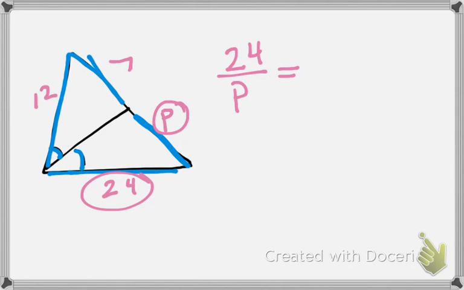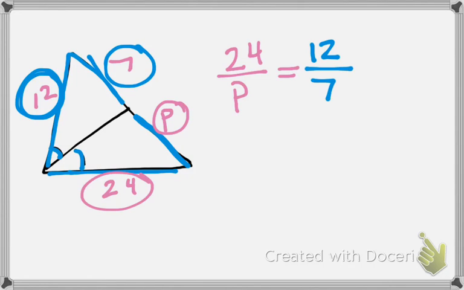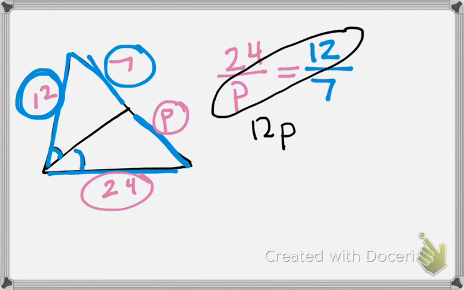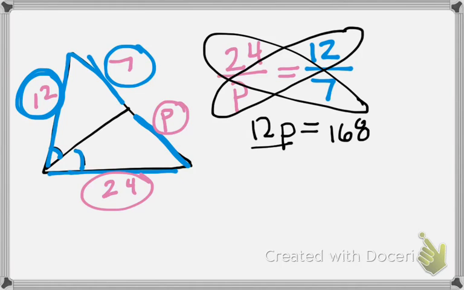Since I went with that option of going with the non-split side, then when I create my other ratio, I have to do that same thing. Take the value of your non-split side over the segment that was split. And there's your proportion. Again, once you have your proportion, the rest of this should hopefully be smooth sailing at this point in time. We're going to cross multiply, and it'll allow us to solve for P. In this case, we get 168, and divide by 12, and P will equal 14.